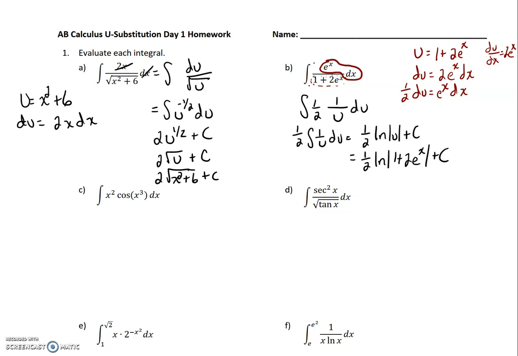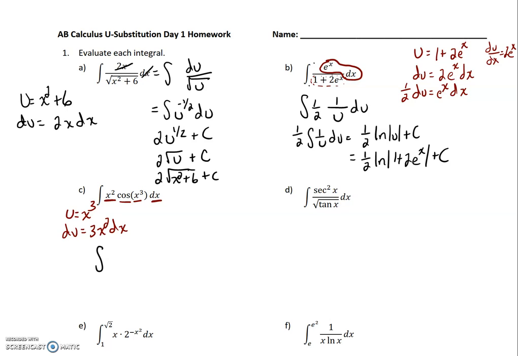Looking at the next one quickly, I have an x squared, I have a cosine, I have an x to the third. Is one of those pieces a derivative of another piece? Yeah, here it is. u is equal to x to the third. In that case, my du would be 3x squared dx. There's the x squared, there's the dx. So let's rewrite.